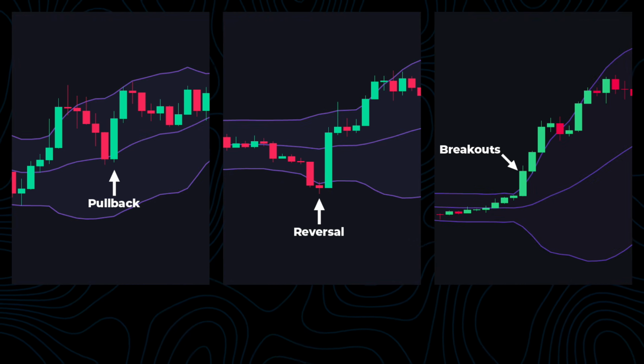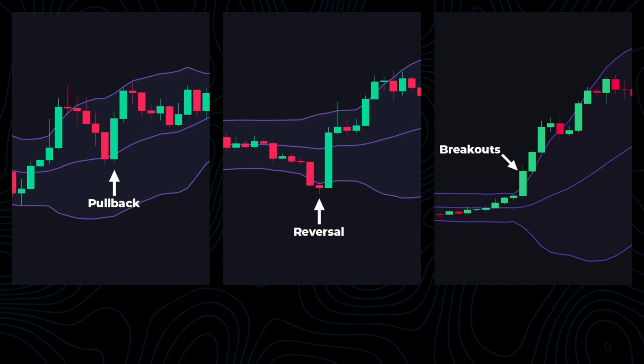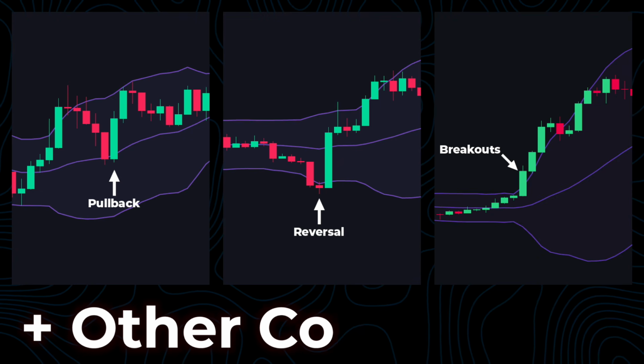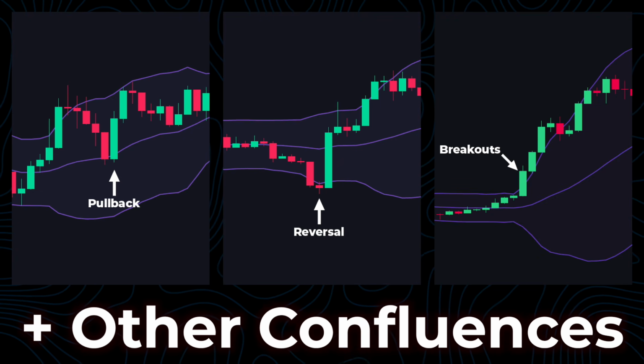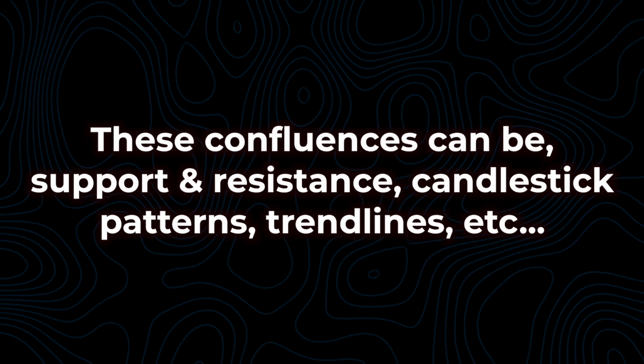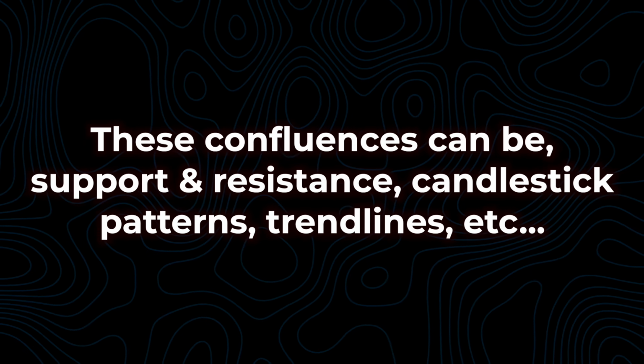These are the 3 key setups using the Bollinger Bands. If you want to trade based on these setups, you must add other confluences to identify high probability trade setups. These confluences can be support and resistance, candlestick patterns, trend lines, etc.